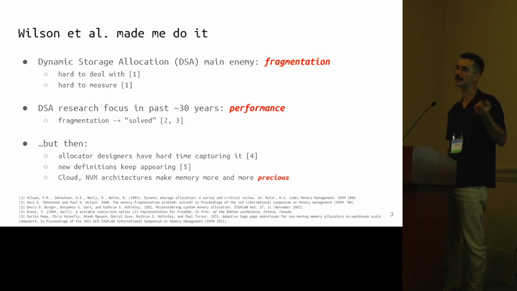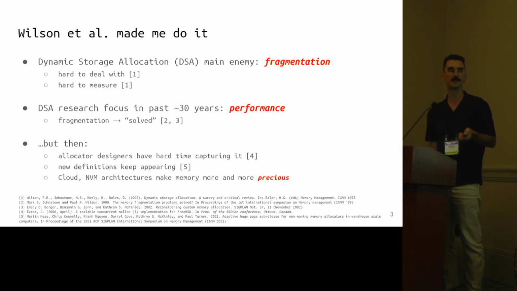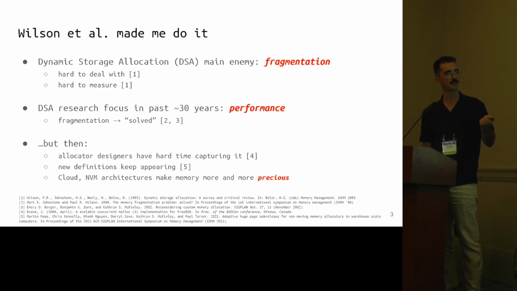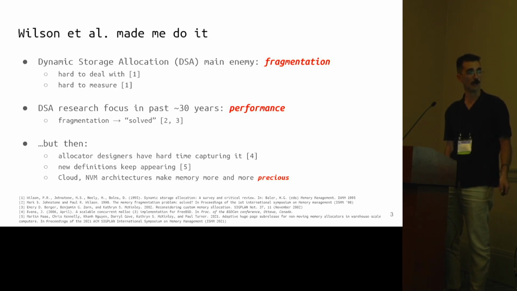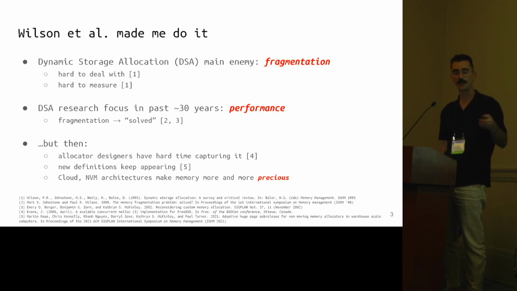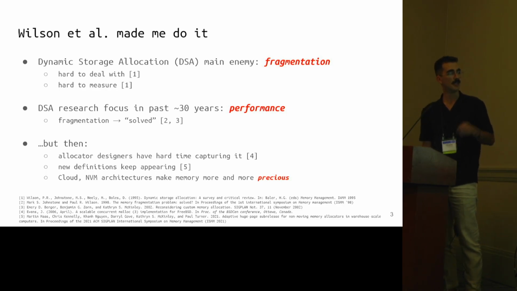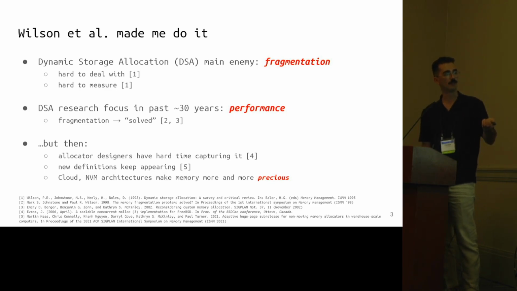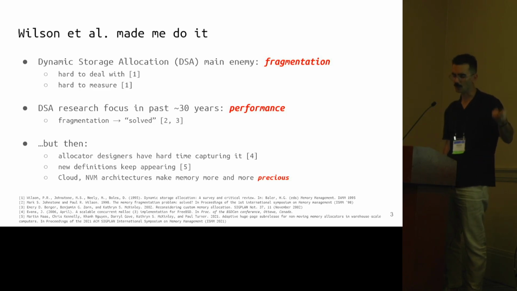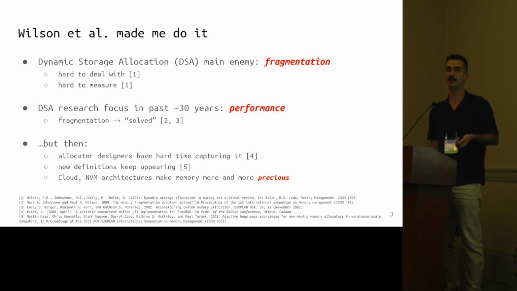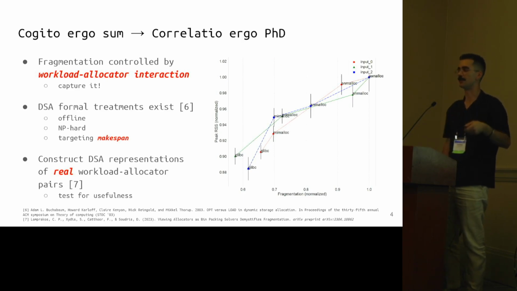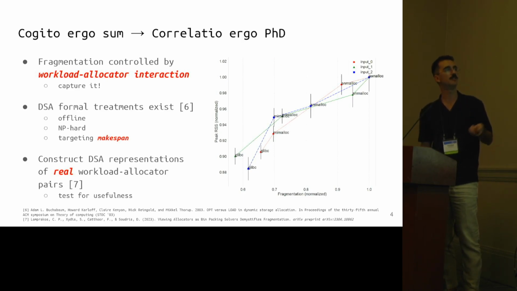However, reality contradicts itself, and we also have allocator designers having a hard time to actually define fragmentation, and a good example is Jason Evans in his 2006 paper about jemalloc. We also have new definitions of fragmentation, like a recent ISMM paper by Dr. Maas et al. And meanwhile, modern workloads are massively deployed on the cloud. We have non-volatile architectures emerging, which do not let us afford considering memory, even virtual memory, an infinite resource anymore.